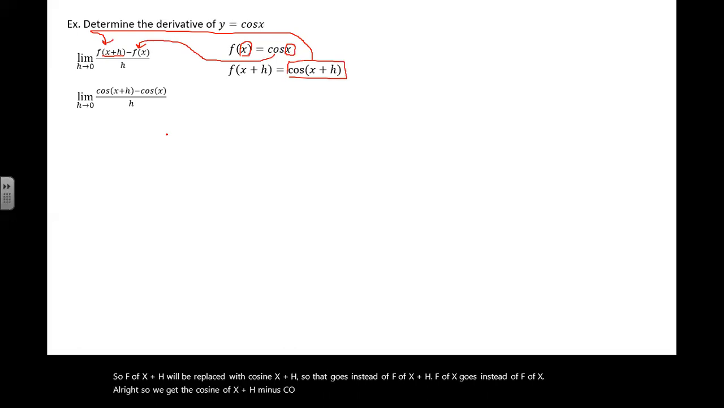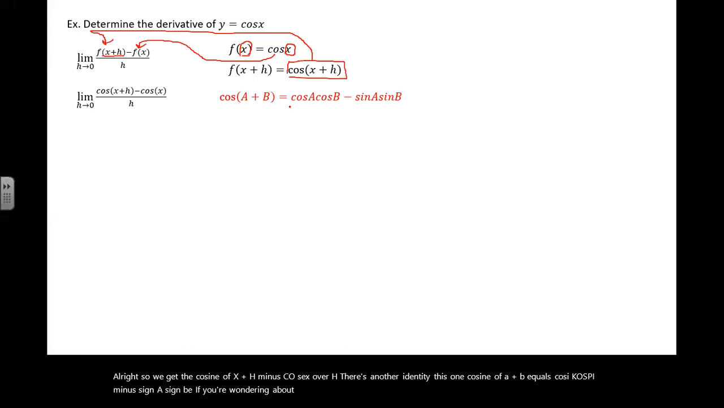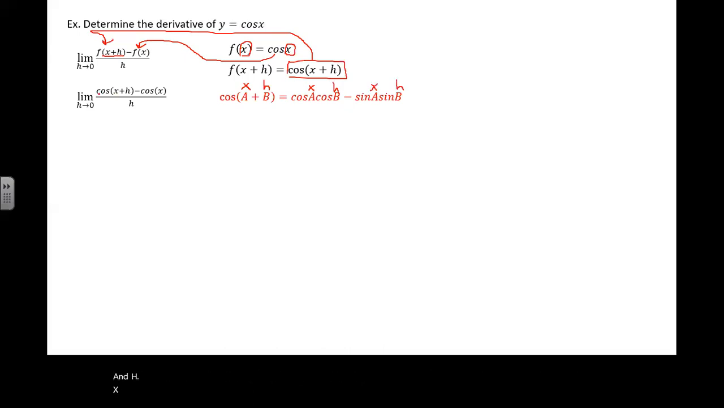There's another identity. This one: cosine of a plus b equals cos a cos b minus sine a sine b. If you're wondering about these, there was a little optional section that you could look at, and that will tell you where these come from. So what are we doing? Cosine of x plus h. So x and h, x and h. So this will become cosine of x, cosine of h, minus sine x, sine h. And then remember, minus cos x.